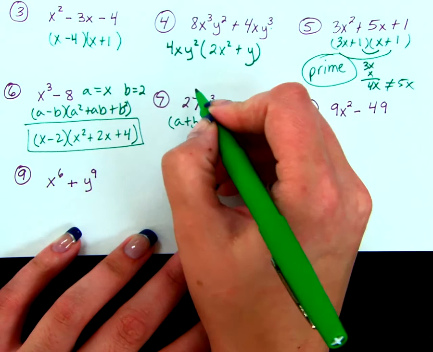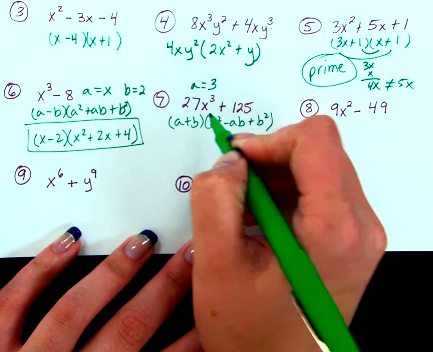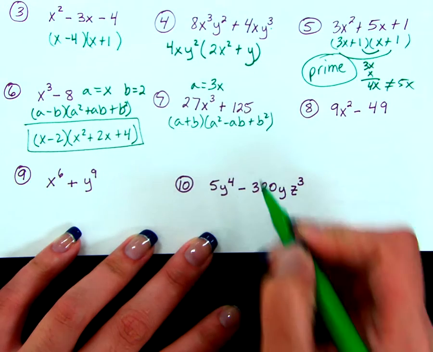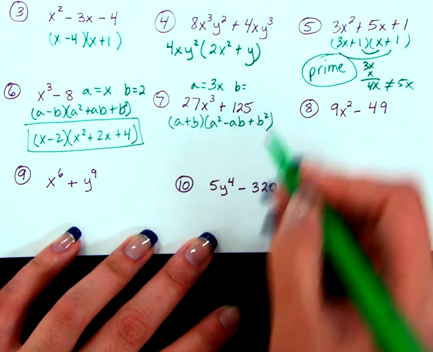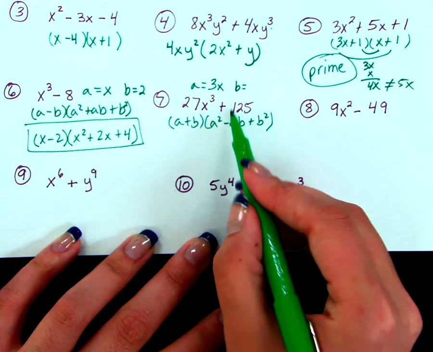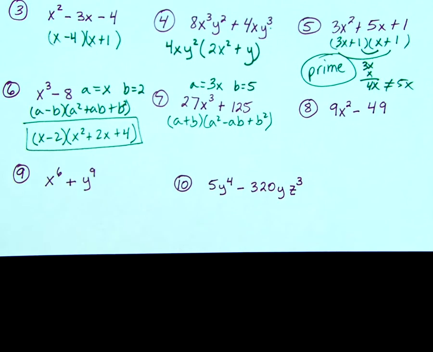So again, to get a, we take the cubed root of the first term. So the cubed root of 27 is 3. Cubed root of x cubed is x. So a is the same as 3x. And then b, we take the cubed root of 125, which is 5. And now we are just substituting in and simplifying.